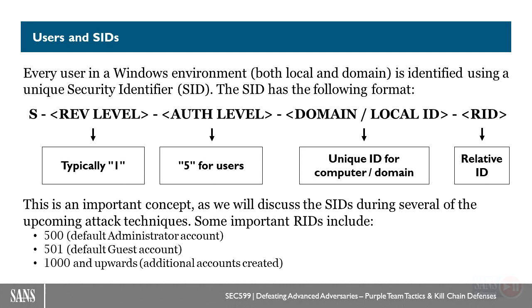The RID is the relative ID. The most common ones are 500 for the local administrator, the default local admin, 501 for the default guest. As of 1000 then, it counts up. 1000, 1001, 1002, 1003, 1004, 1005, as you create more admin accounts, more accounts. Every new account that you create gets a sequential number here. This is informational.